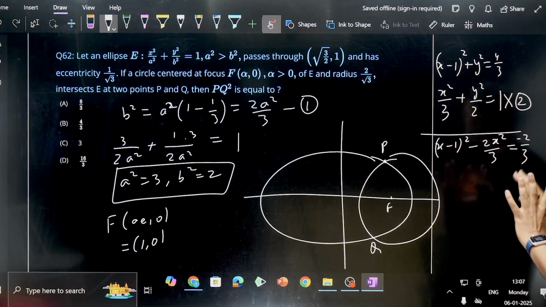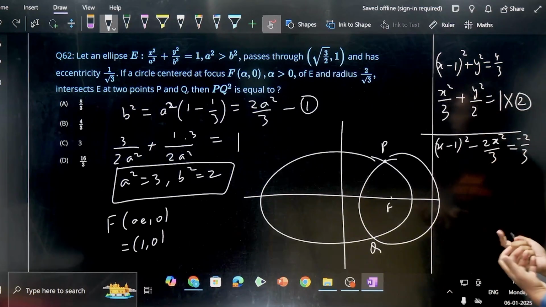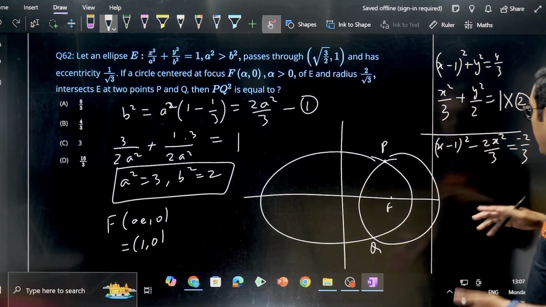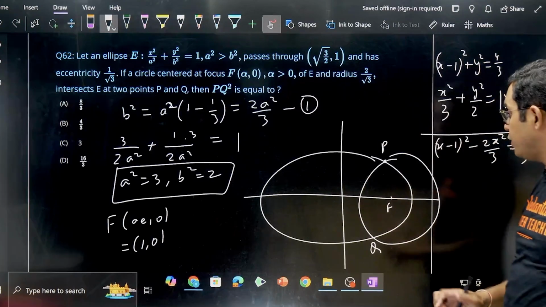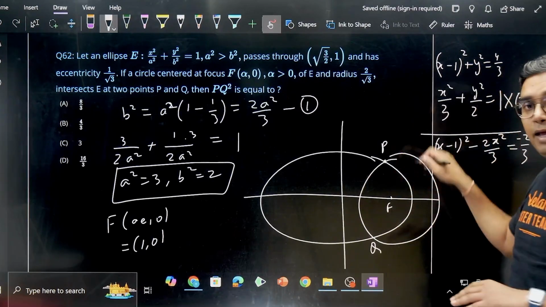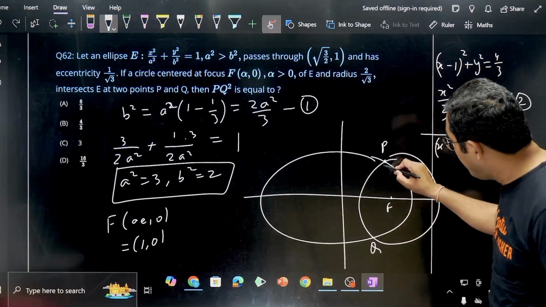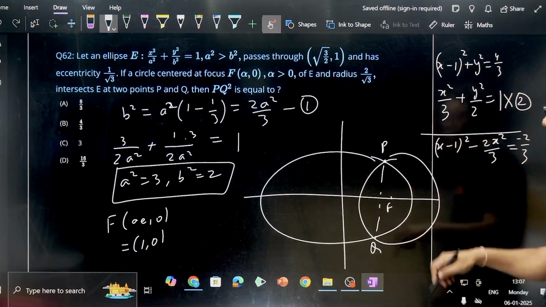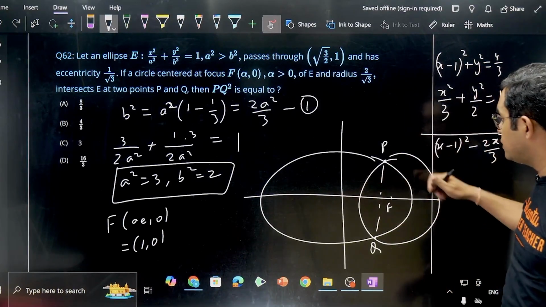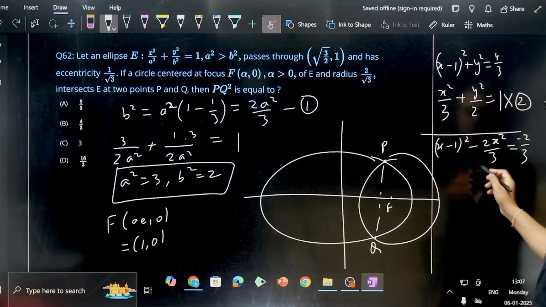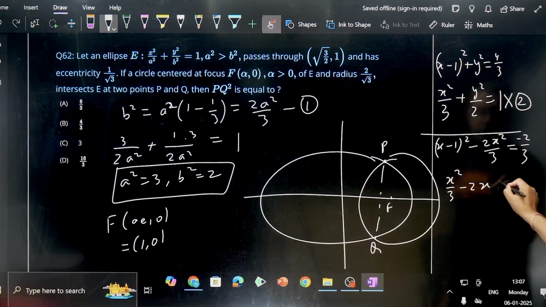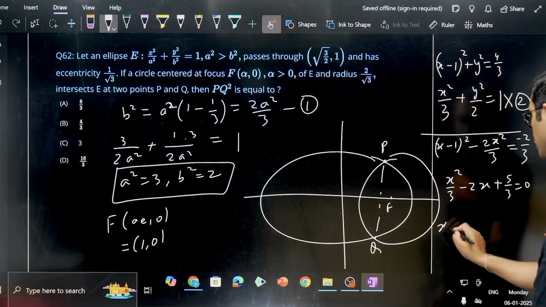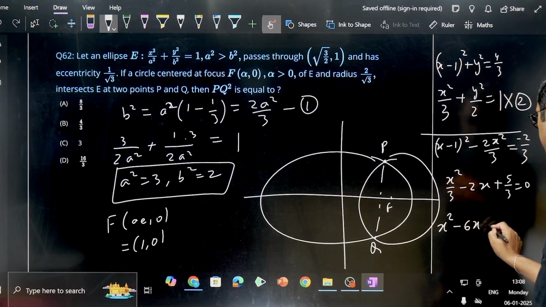So we can solve for this quadratic. We will get two values of x, but one of the values will be useless for us, because this circle is going to cut the ellipse only at 2 points, and the 2 points should be symmetrical about the x-axis, so both will have the same x coordinate. You can solve it. So we will be getting x square upon 3 minus 2x, and then plus 4 by 3 here. Okay, let's multiply by 3. So x square minus 6x plus 5 equal to 0.